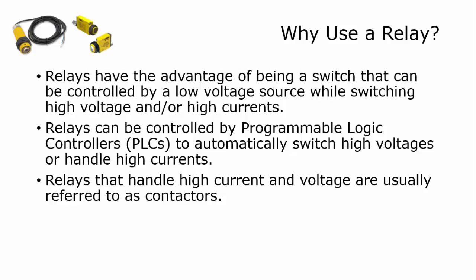Relays can also be controlled by electronic controllers, such as programmable logic controllers, PLCs. PLCs cannot handle very large voltages and currents. Currents are usually restricted to 1 to 2 amps, and voltages DC maybe up to 48 volts, AC up to about 120. If I have a programmable logic controller that is also controlling the coil of a relay, now I can have the PLC switching much higher currents, much higher voltages. And just as a form of terminology, relays that handle high current and or high voltage are usually referred to as contactors.